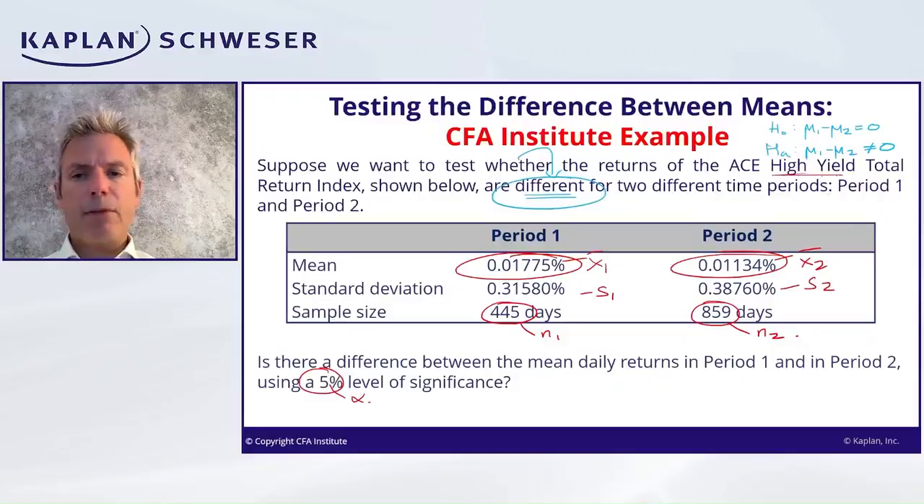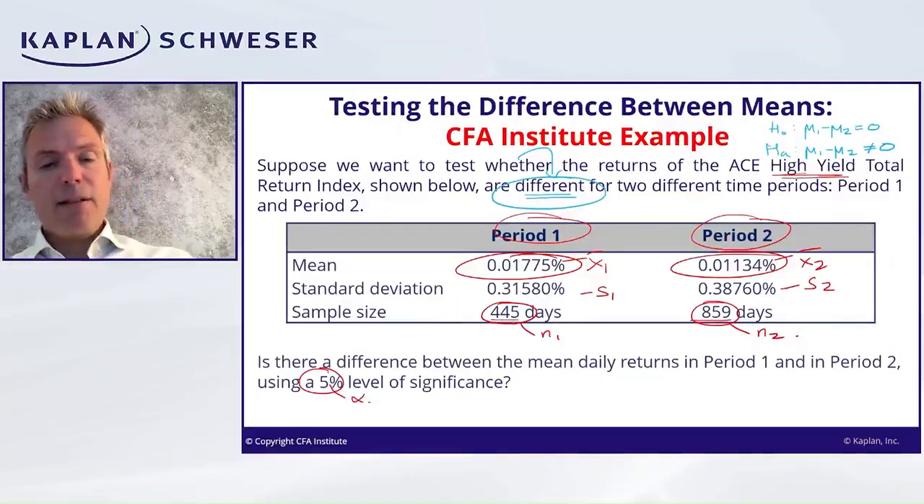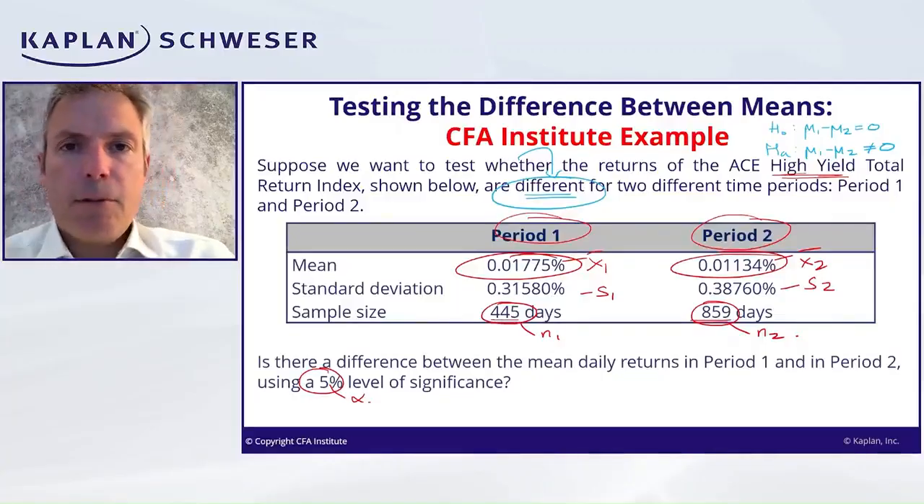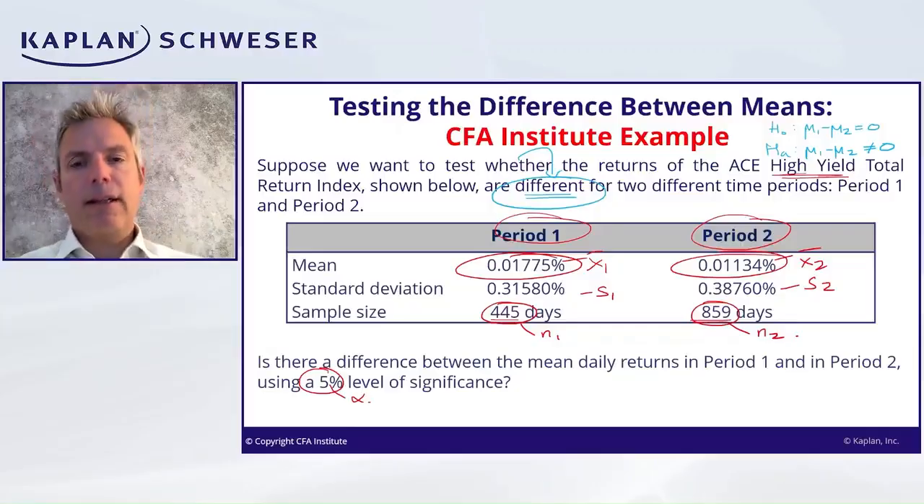There's no direct link between, say, period 1 and period 2. They're clearly quite long periods, right? The second period is almost twice as long as the first period. And there's no direct link between the first element of period 1 and the first element of period 2. They're independent of each other.